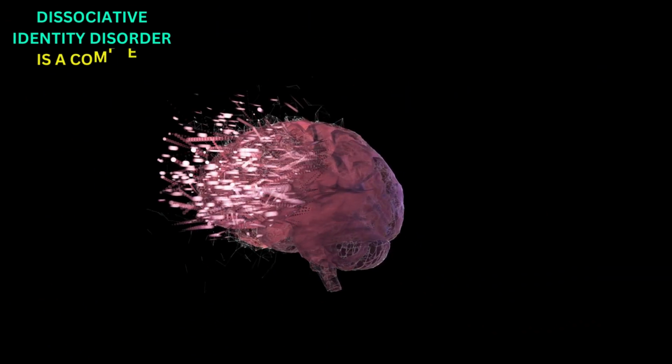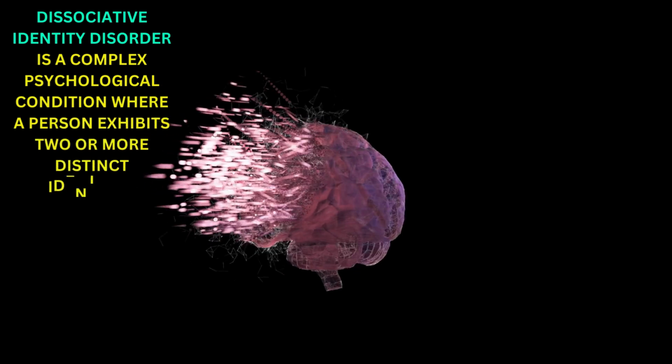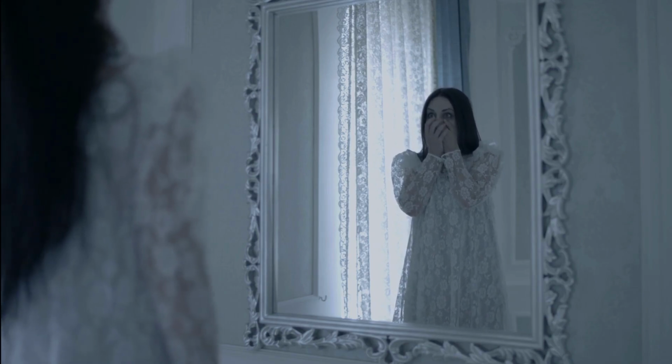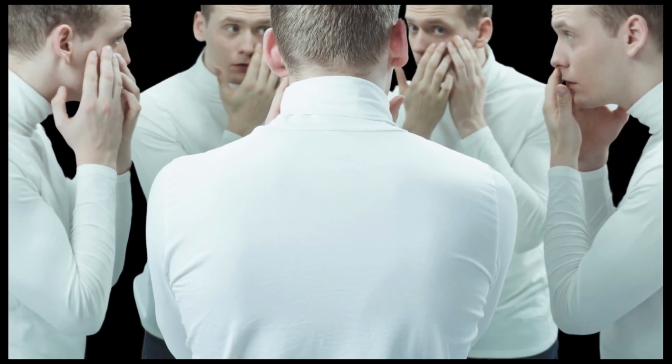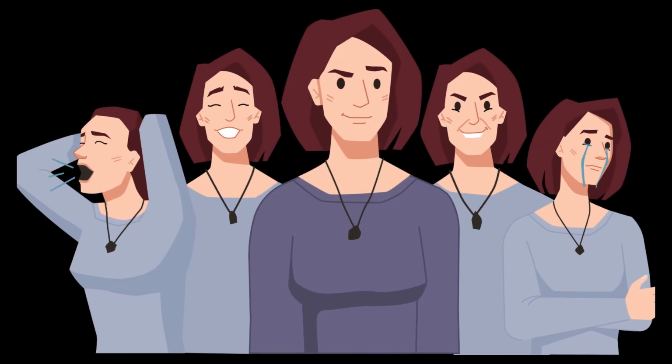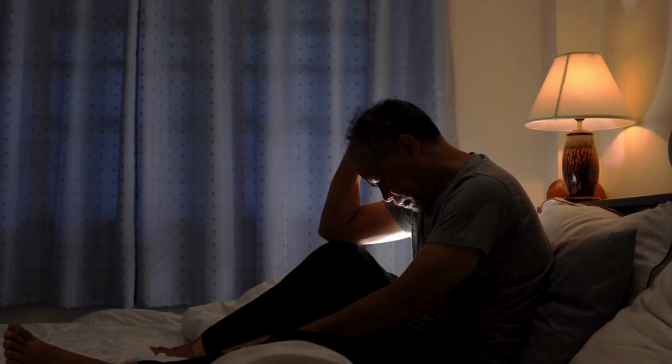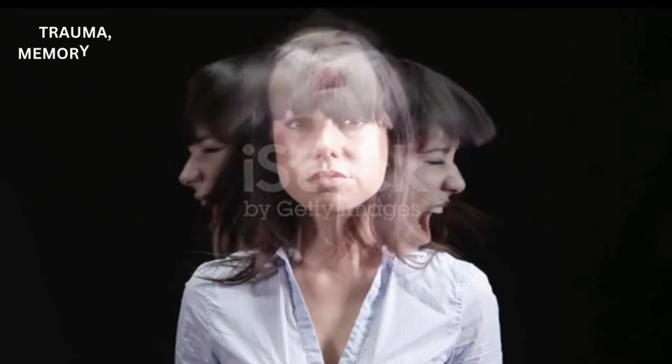Dissociative identity disorder is a complex psychological condition where a person exhibits two or more distinct identities, each with its own pattern of perceiving and interacting with the world. But what's happening in the brain to cause this? To understand this, we need to delve into the concepts of trauma, memory, and dissociation.